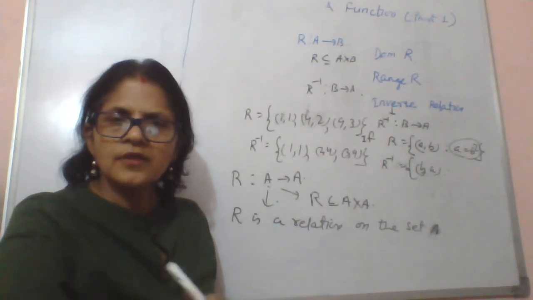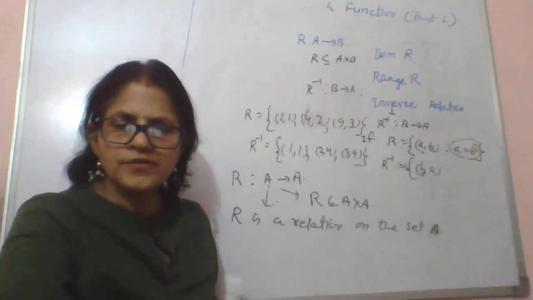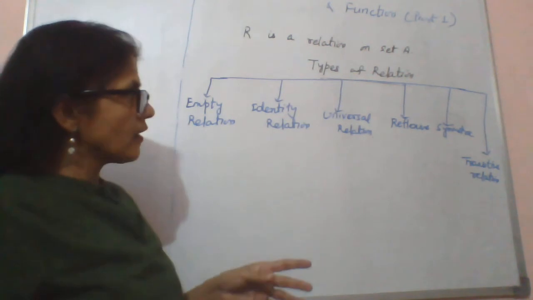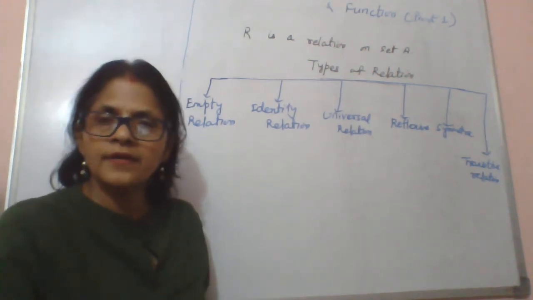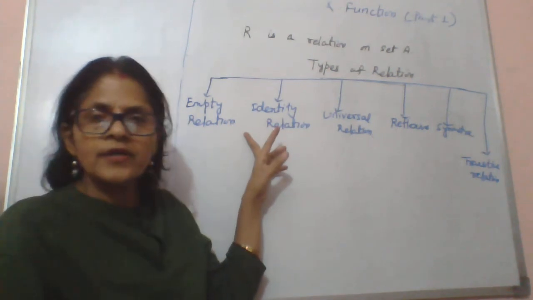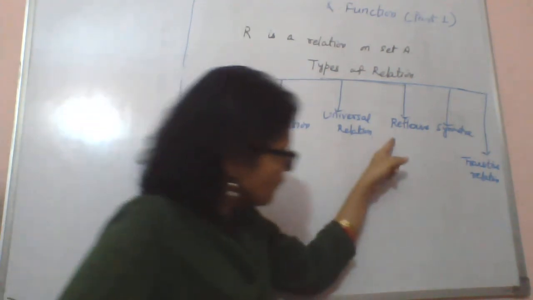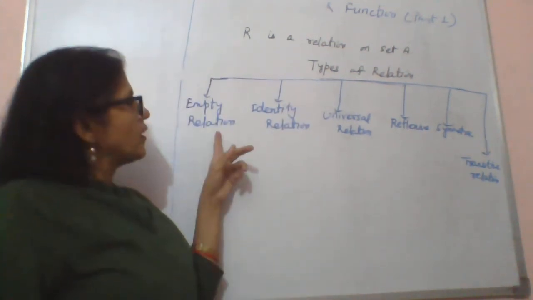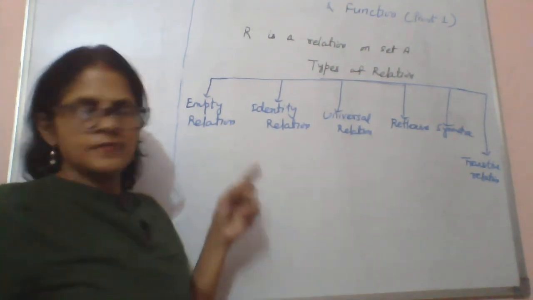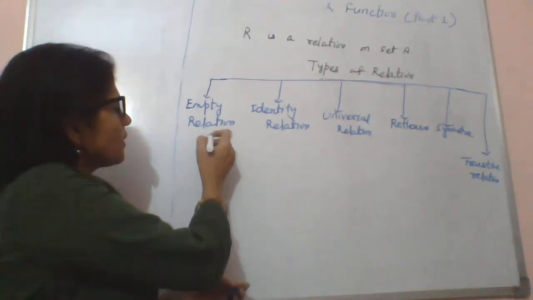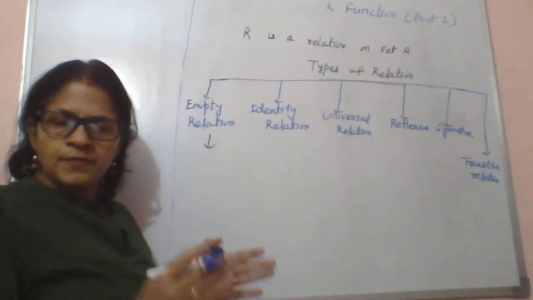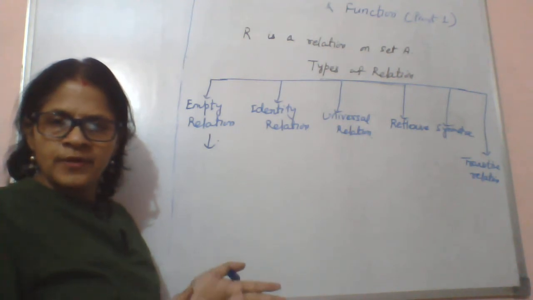So let's see the types of relation when R is a relation on the same set A. Here we are dividing the relation into 6 types. In types of relation we are going to study all these types. The first one is our empty relation. So what is empty relation? As you know, if the relation is empty, it means there is no element, no ordered pair.